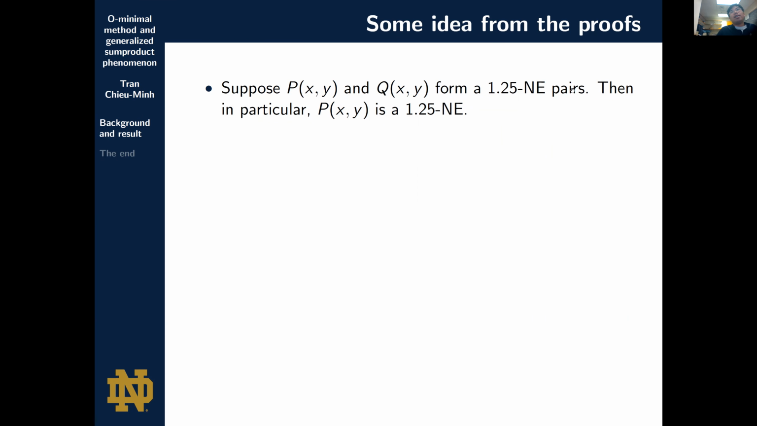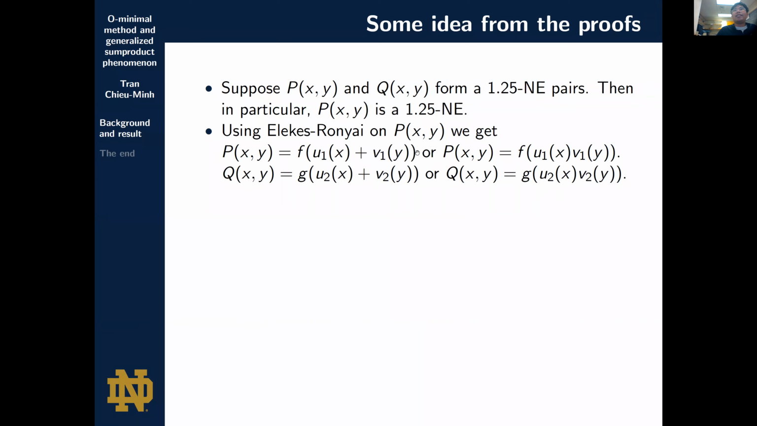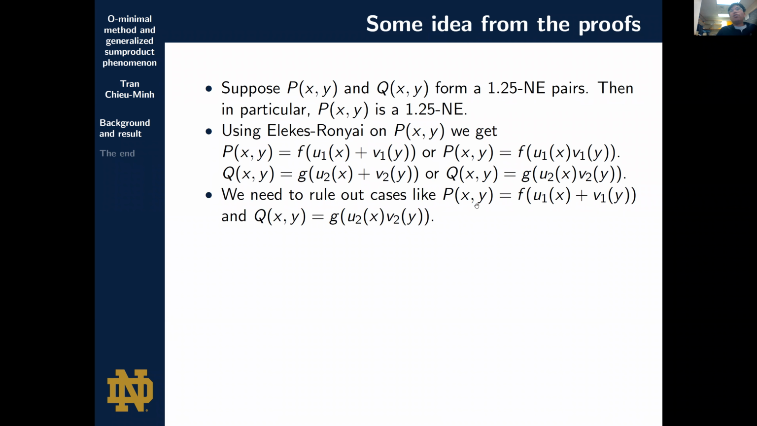So we're trying to prove this. We're looking at the pair P(x,y) and Q(x,y), which form a 1.25 non-symmetric non-expanding pair. In particular, each of these polynomials needs to be 1.25 non-expanding. So we know that for P(x,y) we apply Elekes-Ronyai to get that P(x,y) has the form f of u1 x plus v1 y, or f of u1 x times v1 y. We can also apply Elekes-Ronyai individually to Q(x,y) and get that it has the form g of u2 x plus v2 y, or g of u2 x times v2 y. The point is that at first you want to rule out the case that P has the additive form and Q has the multiplicative form.